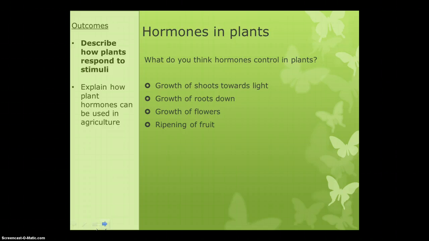It's responsible for the fact that the shoots grow towards the light, the fact that roots grow down. It controls when plants grow flowers and when the fruits ripen. So the hormones do quite a lot, really.